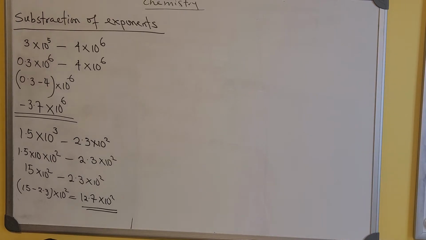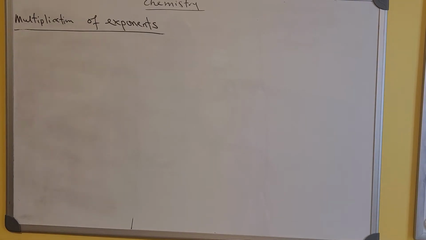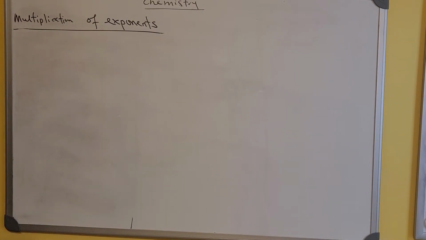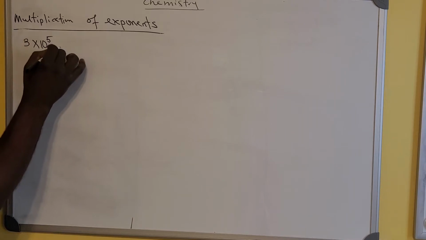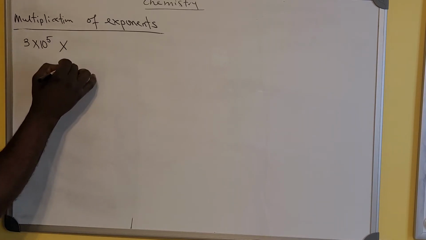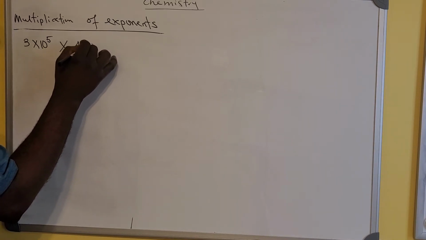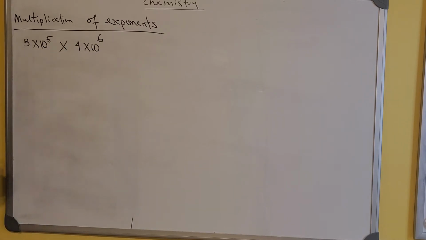Now let's go to the next one, multiplication of exponents. So how do you multiply exponents? Let's go again back to our previous example. We have 3 times 10 raised to the power 5 times 4 times 10 raised to the power 6. That's the exponents we have.